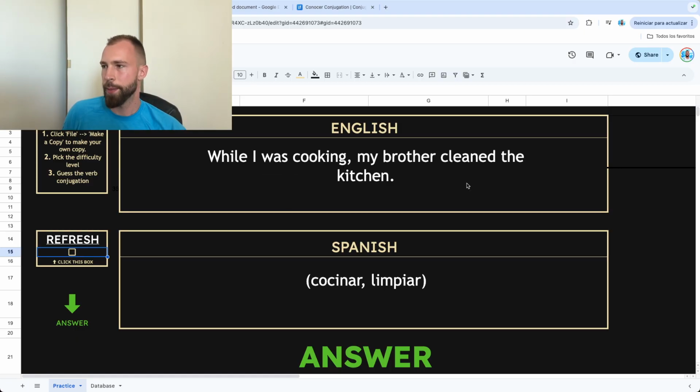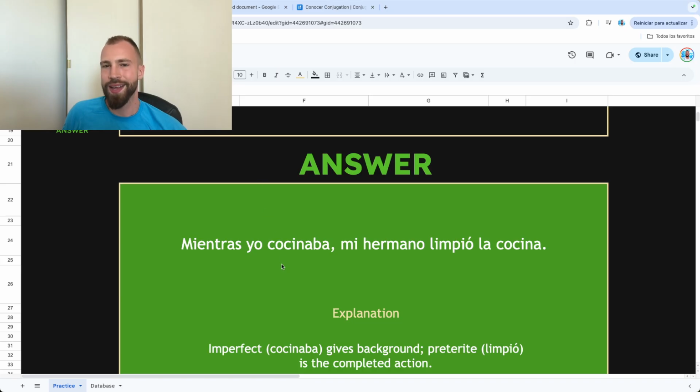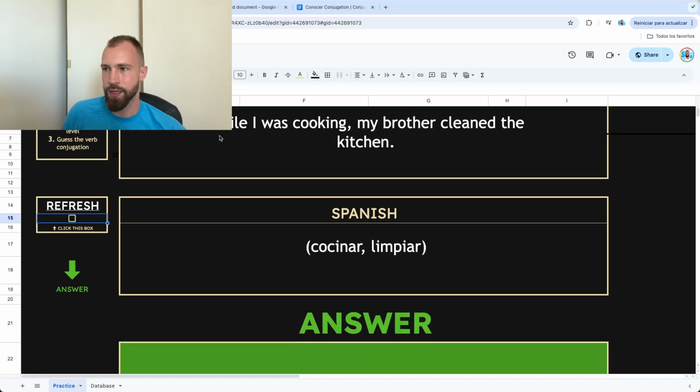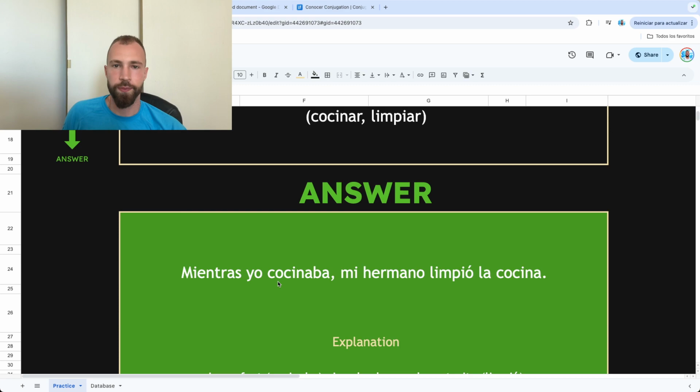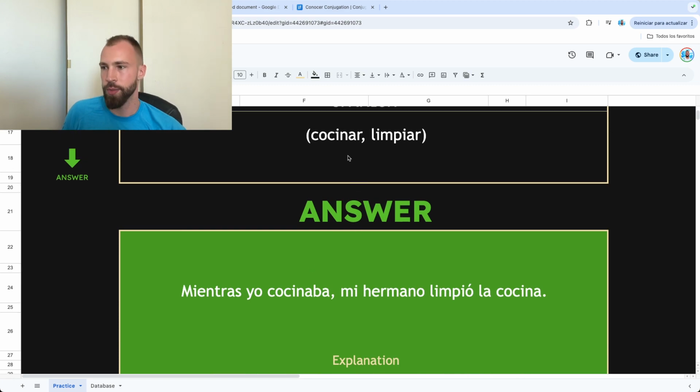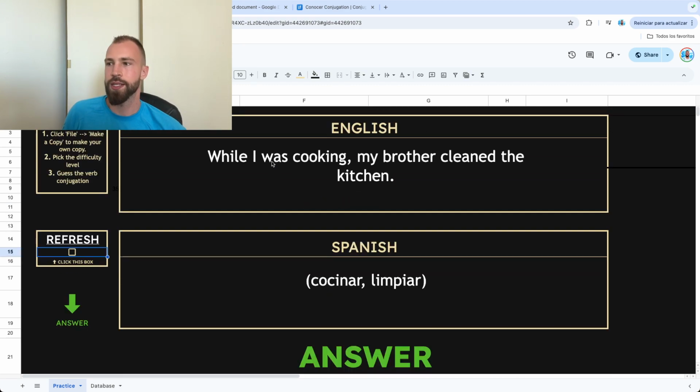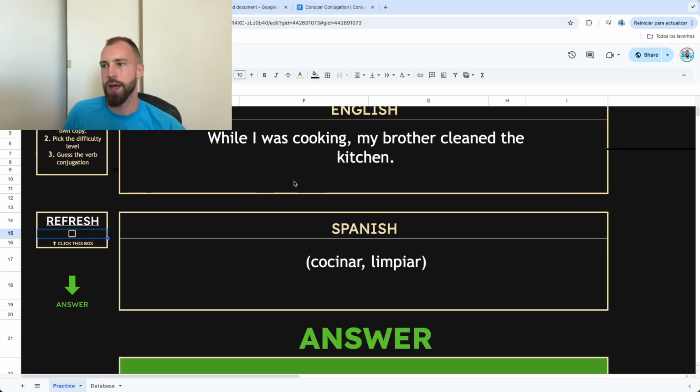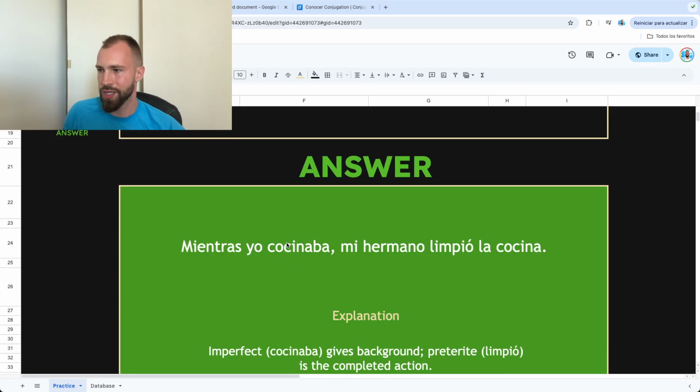While I was cooking, my brother cleaned the kitchen. Take a guess, pause the video if you need. So while I was cooking, while is mientras, yo cocinaba. Cocinar is the verb, and it's cocinaba because, again, was and then ing, it's going to be in the imperfect. While I was cooking, mientras yo cocinaba, mi hermano limpió la cocina.